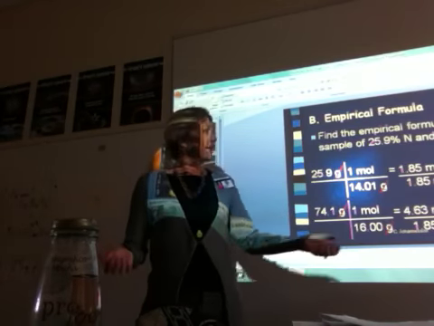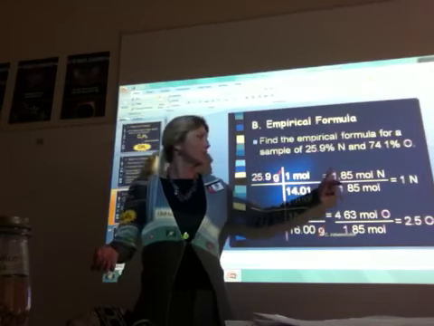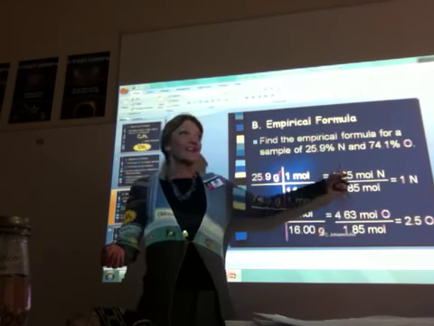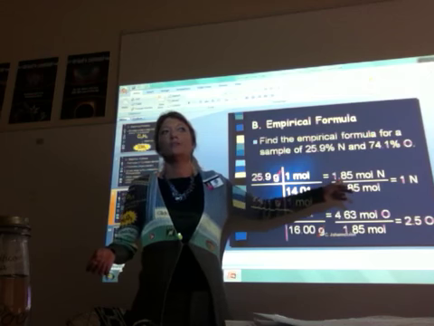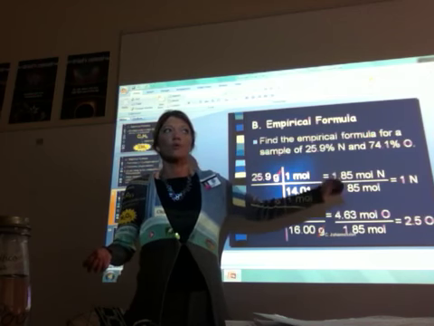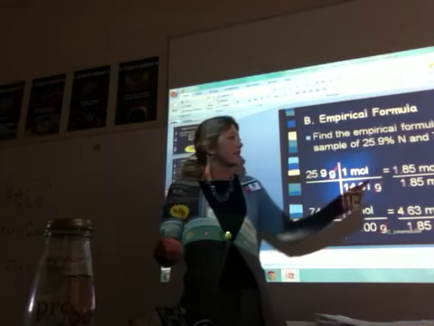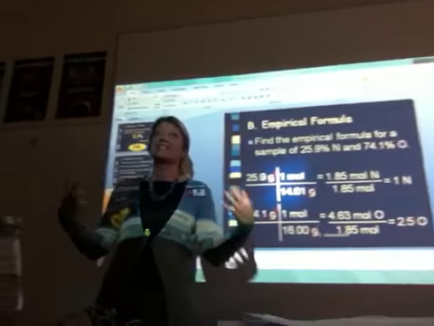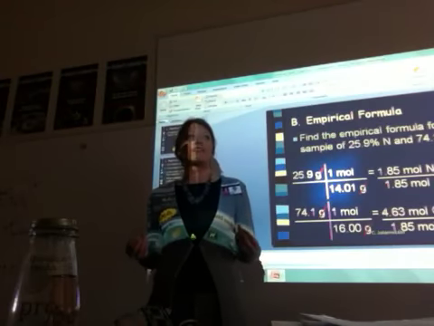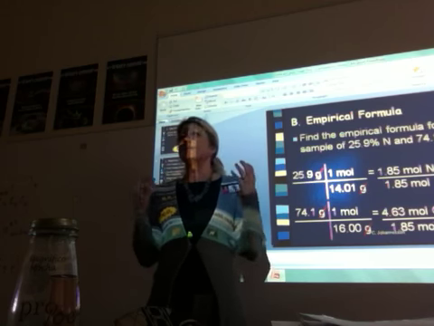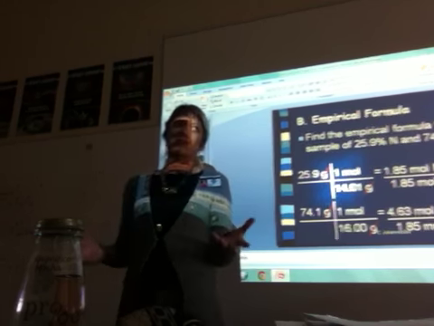Divide by the smallest, and I can see that 1.85 is a smaller number than 4.63. That's why I'm dividing by that one. The smallest number is what we're dividing by. Let me tell you what most students do: they get to moles and they stop. They forget to divide by the smallest one to get the ratio. If there's a step you're going to forget, it's going to be that one.